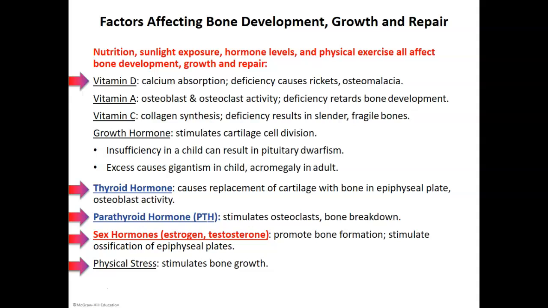Thyroid hormone is also exponentially important. So thyroid hormone is going to stimulate replacement cartilage at the epiphyseal plate, and it's going to stimulate osteoblast activity. Your thyroid hormone upregulates your metabolism, so therefore it's going to want to upregulate things that are in the building or burning of ATP department, meaning osteoblasts.